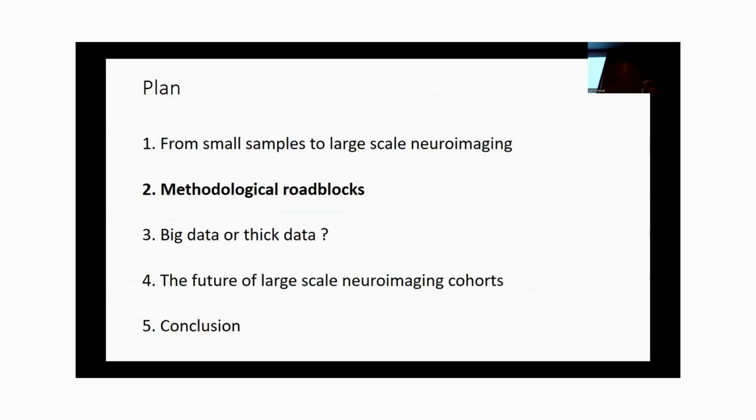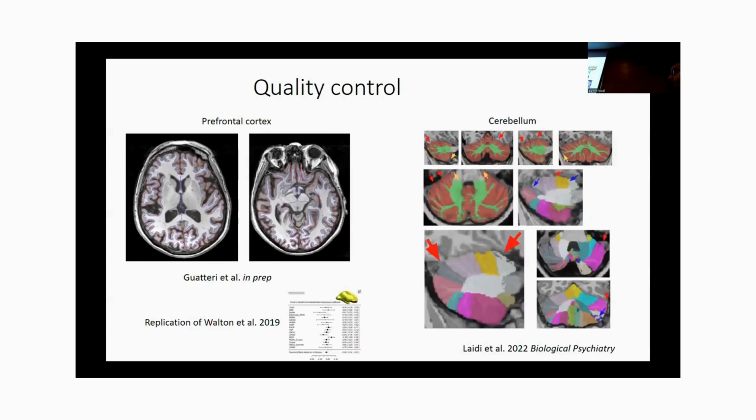So I think there are also methodological roadblocks that are really hampering us to find more significant results, and I will discuss a couple of them. The first one is quality control, which is a very boring question, but I think also very important. In our lab, we've been doing a lot of quality assessments. If you're interested in a single brain structure, for instance, the prefrontal cortex or the cerebellum, then it might be possible to do a visual inspection, to do something really careful to be sure that you're not missing anything. But if you're interested in the whole brain, it's very, very time consuming, and it's hard to do a quality assessment on large-scale neuroimaging cohorts.